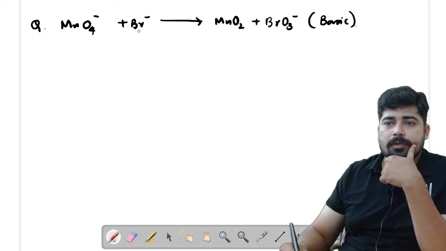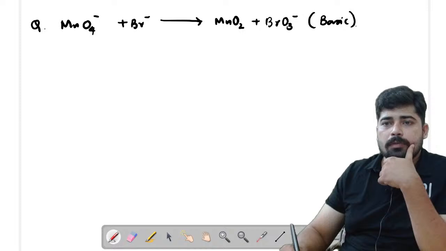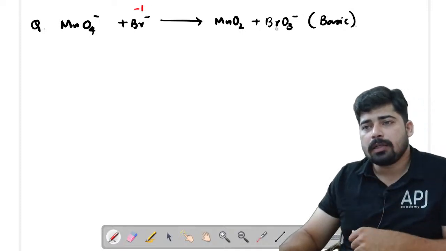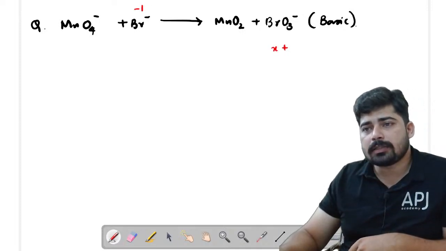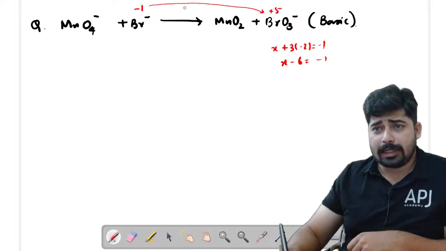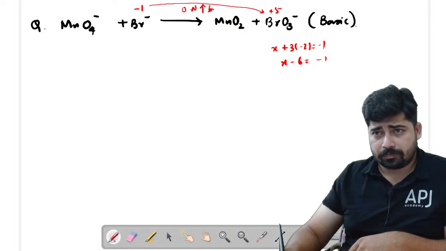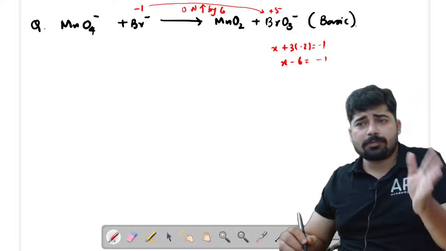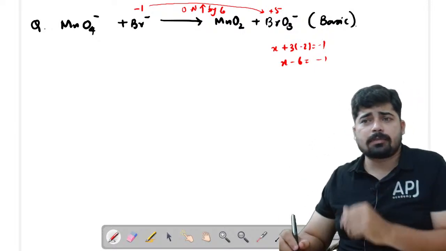Here it is minus 1. Bromine it is minus 1. Here it is X plus 3 into minus 2 equal to minus 1, that is X minus 6 equal to minus 1. So X is equal to plus 5. So here it is oxidation. The oxidation number increased by 6, from minus 1 to plus 5, it is increased by 6.